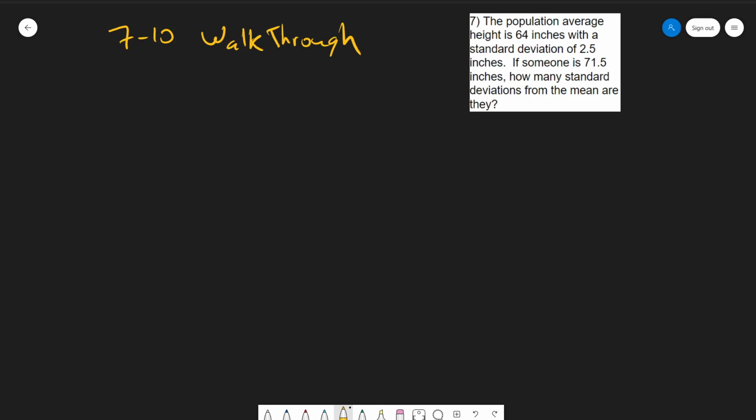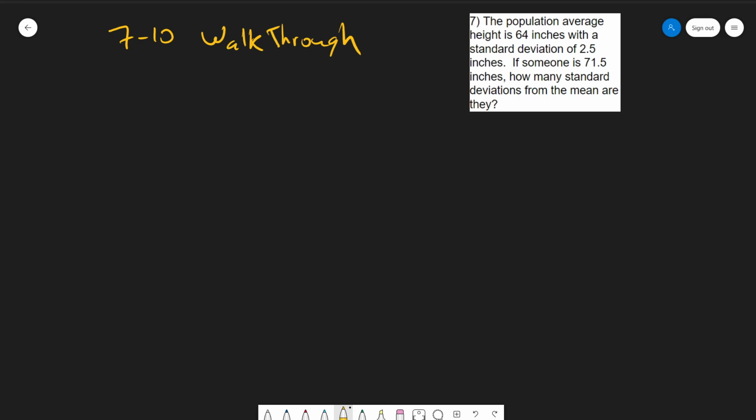Alright, so this is going to be my 7 through 10 walkthrough. This will be a lot shorter than the 3 through 6 walkthrough because the questions are more straightforward. So we're just going to be talking about how far away they are, but we're going to know the standard deviation now. We're not going to have to do that insane solving part of it.